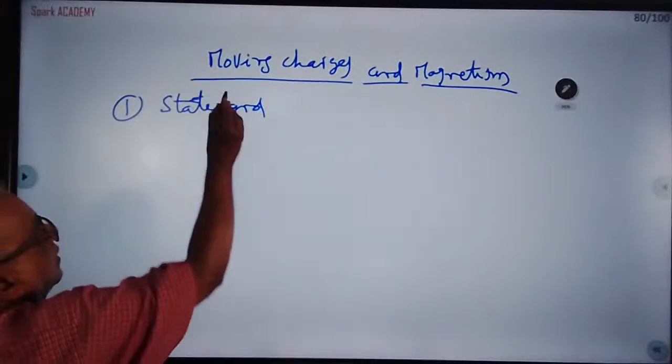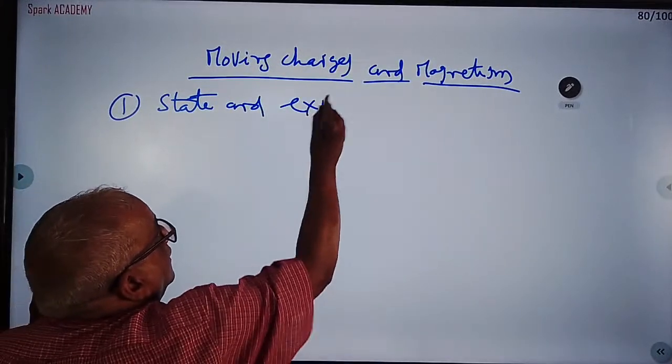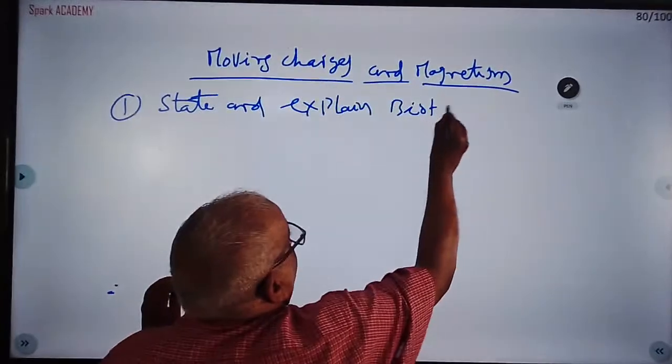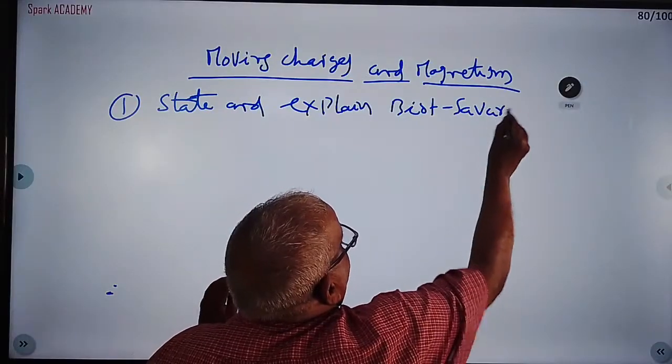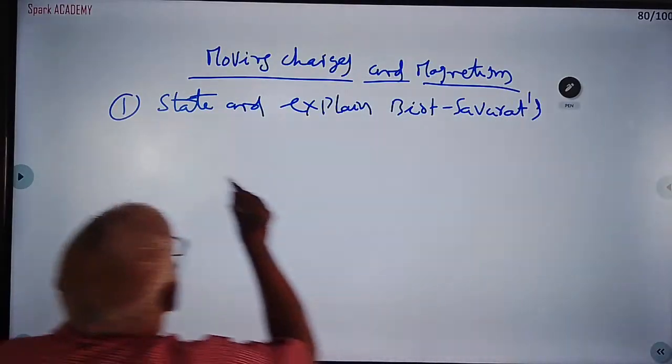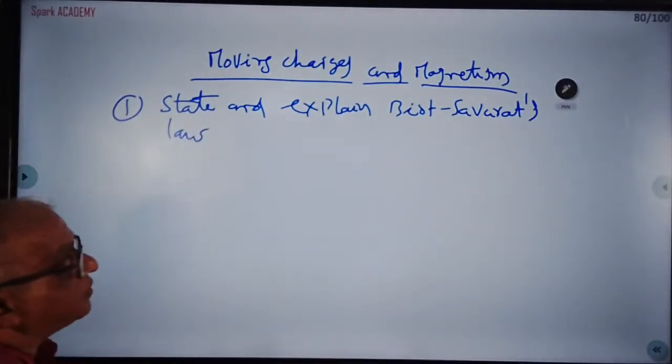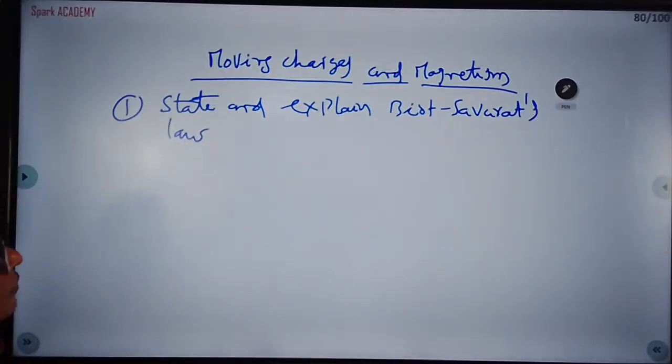State and explain Biot-Savart's law. This is a very important question, so I am explaining this.